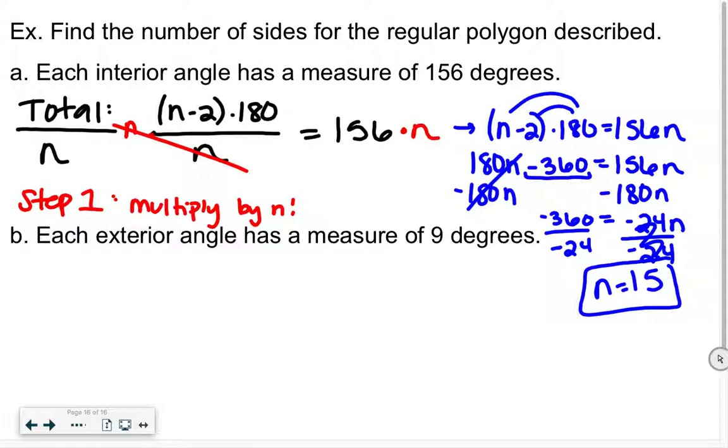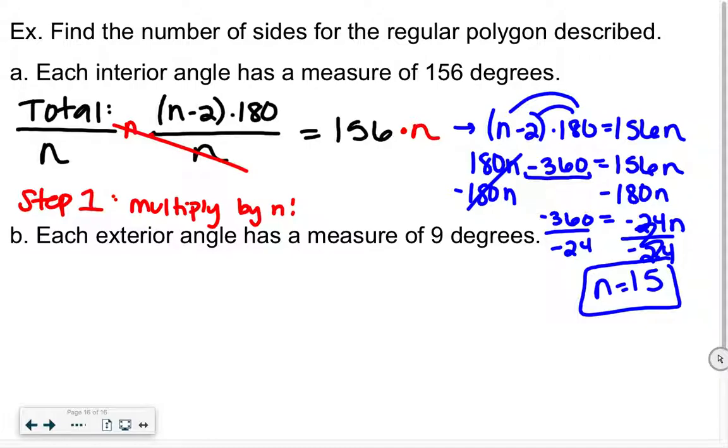So here's the deal. That might have seemed like a really complicated process. And it is a little complicated. But I'll tell you, on your homework and on any other problem like that, literally the only thing that's going to change is this number right here, the 156. That's the only thing that's going to change. The entire process is going to be exactly the same. The left side is going to be exactly the same. It'll always come out to be 180n minus 360. The right side is the only thing that changes.